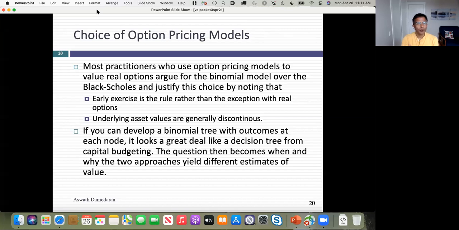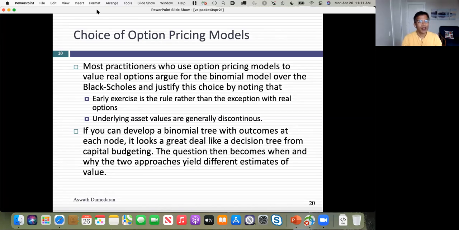So many purists say, why are you using a Black-Scholes, a European option pricing model, to value real options, which are American options? Point taken. But I'm still going to use the Black-Scholes, and here's my defense. The Black-Scholes model is far easier to use with real options than a traditional binomial model.